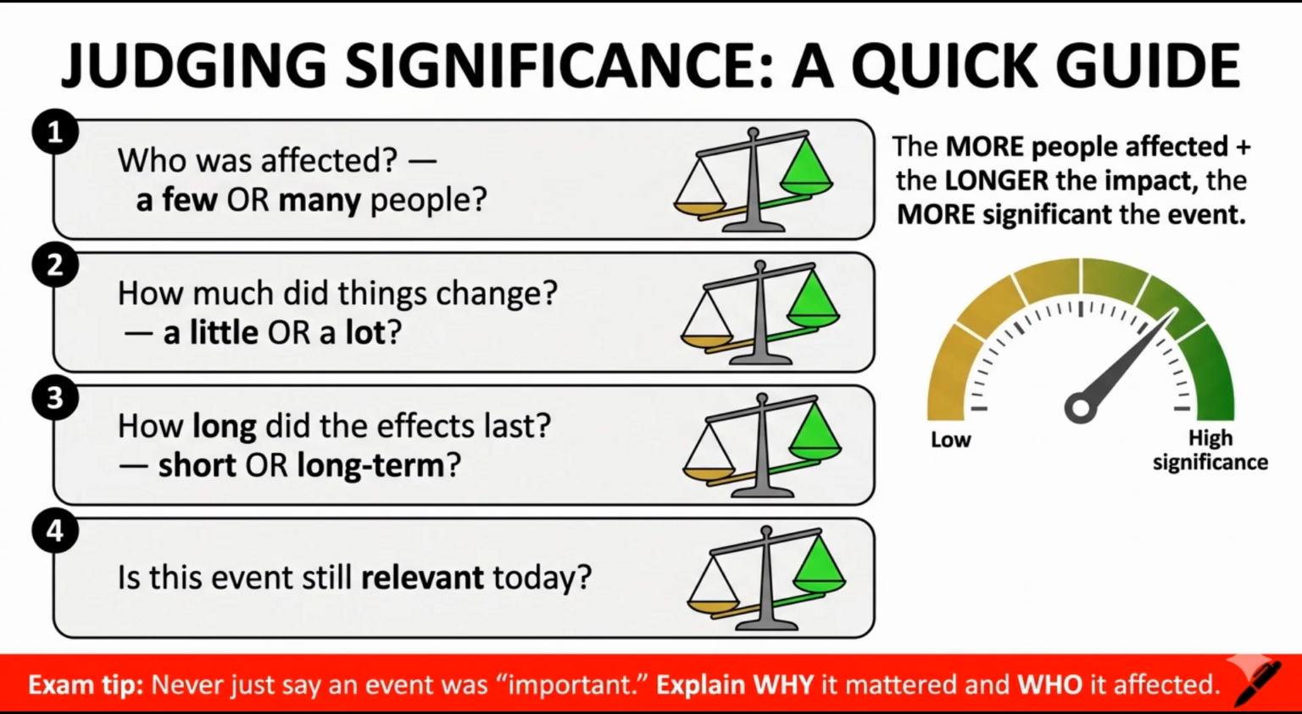And here's your key exam tip. Never just write that an event was important or significant without explaining it. Say why it mattered. Say who it affected. Say how long the effects lasted. That explanation is what earns you the marks, not the label.